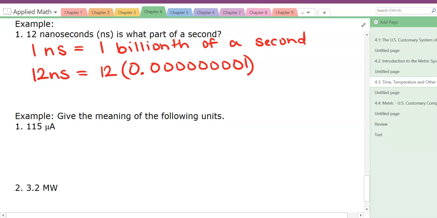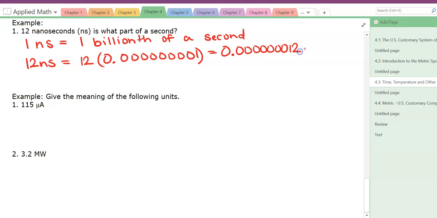So think about it, it's basically a billion written backwards. Okay, so a billion has those 8 zeros there. And then if we actually multiply that out, if we take 12 times that tiny decimal, you're going to have point, there's going to be 7 zeros here, and then 1, 2, and that would be seconds. So it's a tiny, tiny fraction of a second.